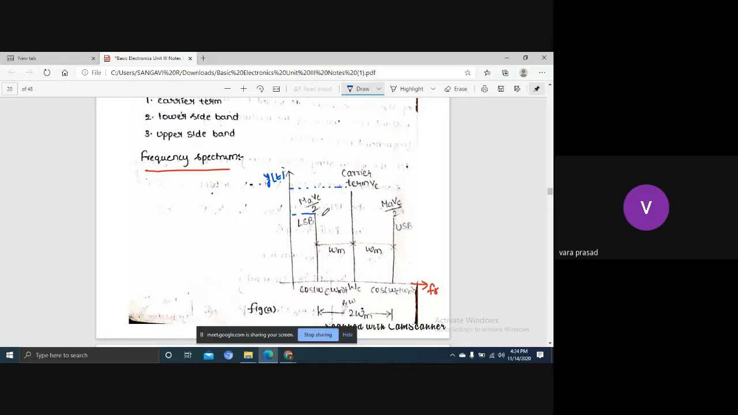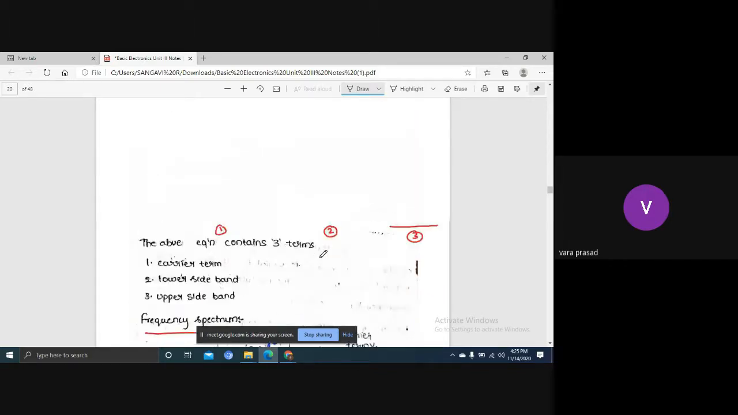Here the lower sideband, we don't need the cos, only the frequency. So the lower sideband is omega c minus omega m, and here the upper sideband is omega c plus omega m. From here to here the bandwidth is 2 omega m. This is the frequency spectrum.